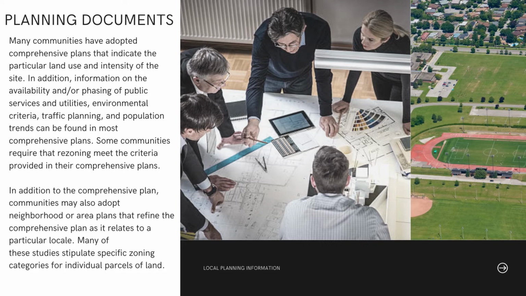In addition to the comprehensive plan, communities may also adopt neighborhood or area plans that refine the comprehensive plans as it relates to a particular locale. Many of these studies stipulate specific zoning categories for individual parcels of the land. So we need the planning documents.